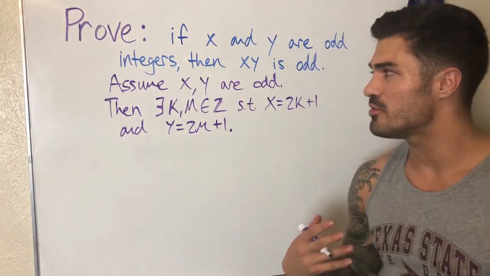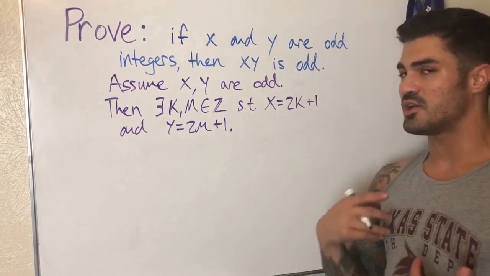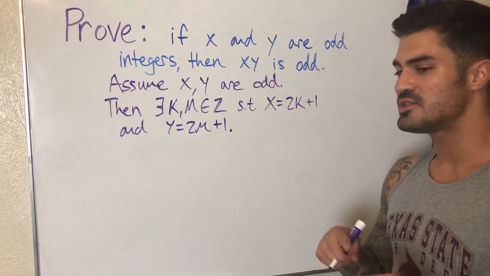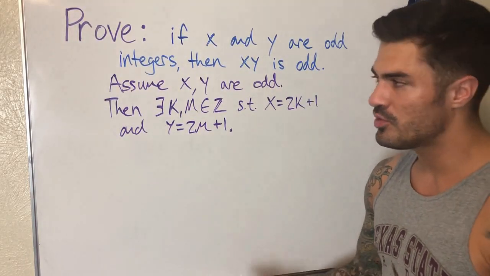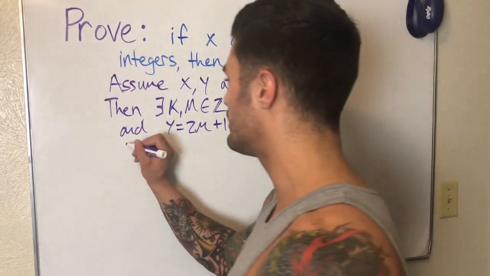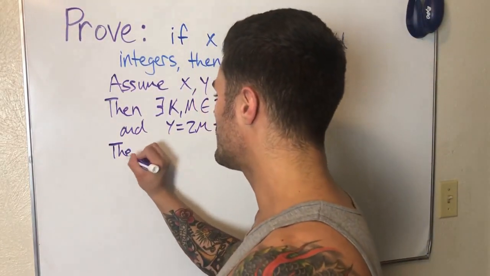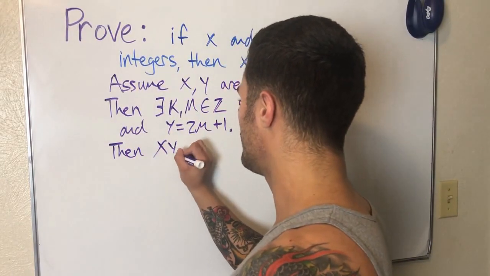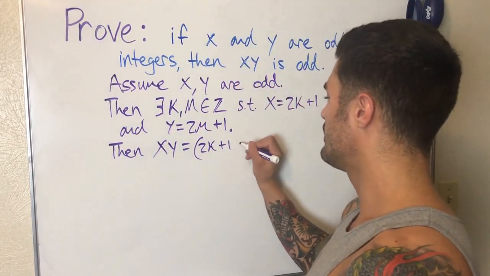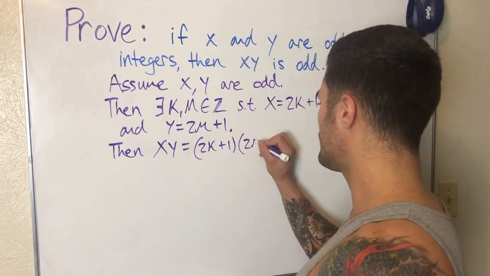Now let's remind ourselves of what we're trying to show. x times y is odd. So I want to show that x times y is 2 times an integer plus 1. I have x here and y here. I think I should multiply these together. Then x times y equals what? 2k plus 1 times 2m plus 1, right? And then I can FOIL these out is probably what I'm going to do.